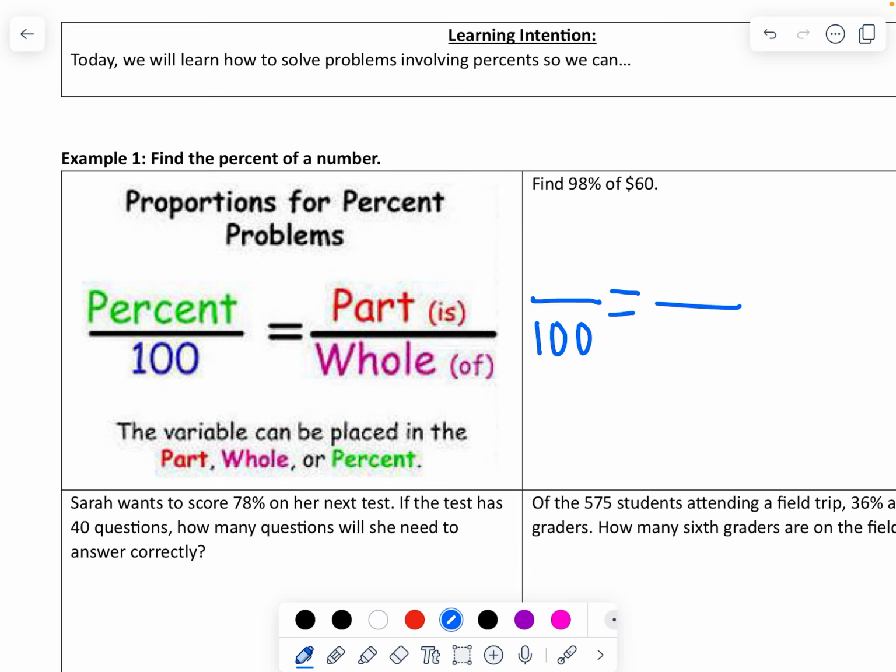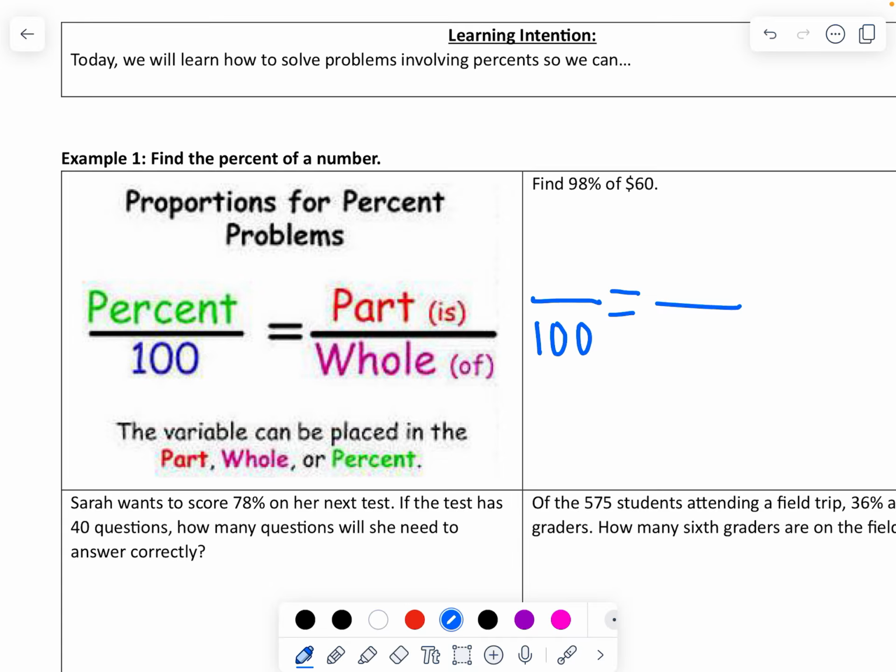So we want to find 98% of $60. So I want you to think, if we estimated and we wanted to find 100% of 60, that would be 60. So we know 98% of 60, our answer should end up being very close to 60. Okay? You are going to want a calculator today. You're going to use it for almost every single question, so make sure you have a calculator.